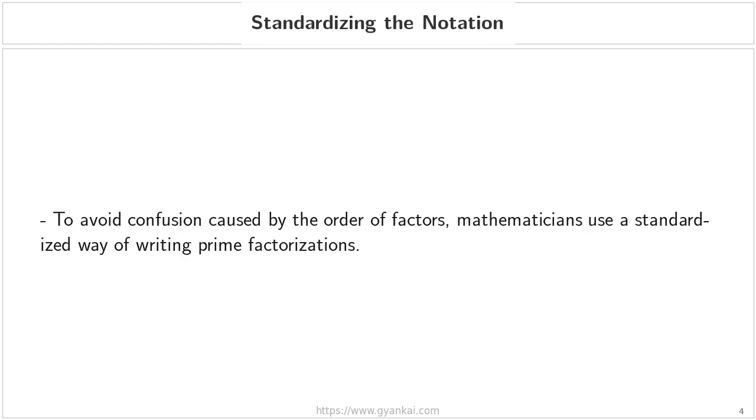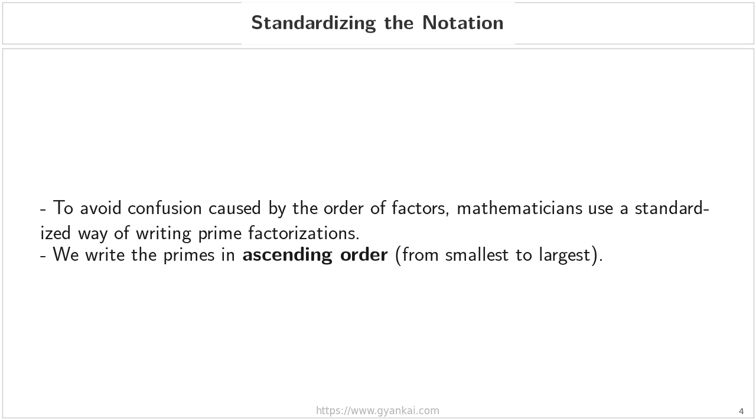Standardizing the notation. To avoid any confusion caused by the different orders we might encounter, mathematicians use a standardized way of writing prime factorizations. This ensures that everyone, everywhere, is looking at the same mathematical sentence. The rule is quite simple. We always write the primes in ascending order, which just means from the smallest value to the largest.